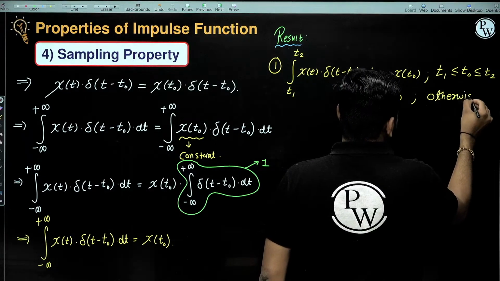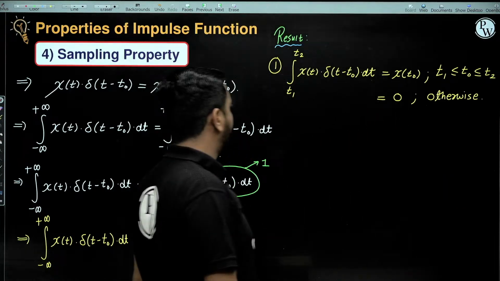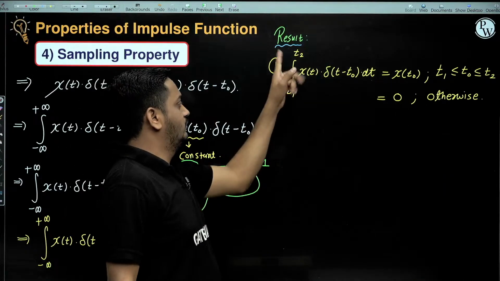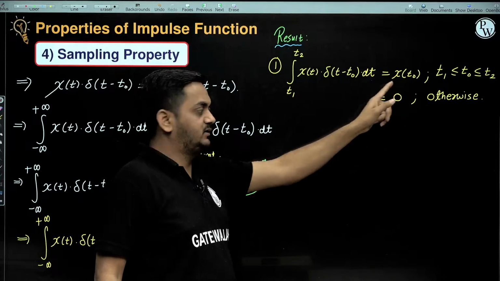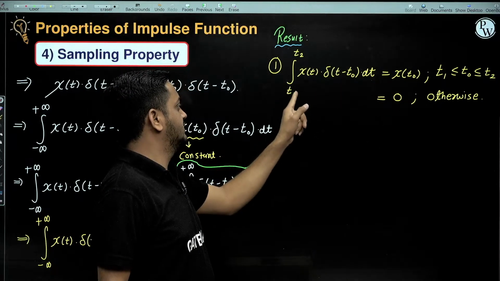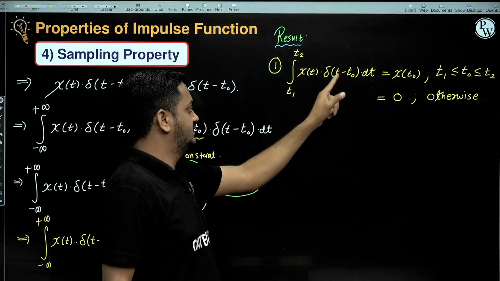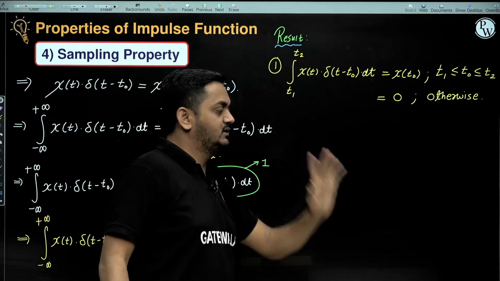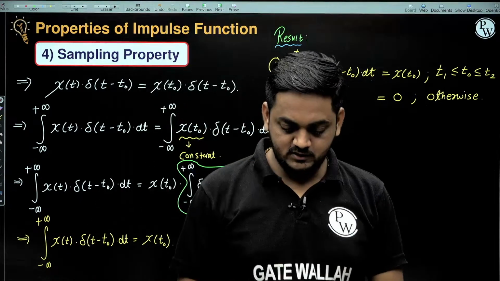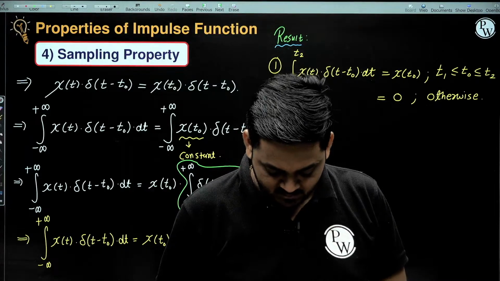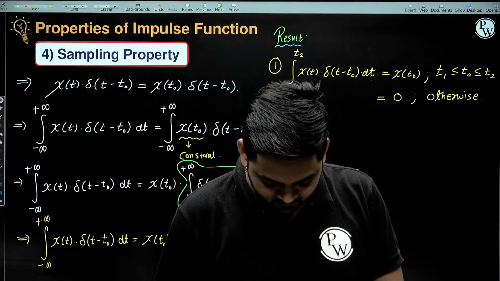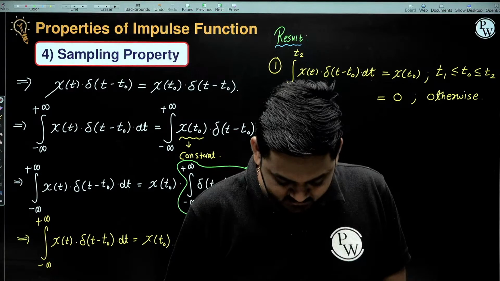So this is a very important result, guys. For integration from t1 to t2, the answer is again x of t naught, but this t naught should lie between the given integration limits t1 and t2. If t naught lies outside the integration limit, then directly you can say the answer is 0. Any doubt till here, guys?